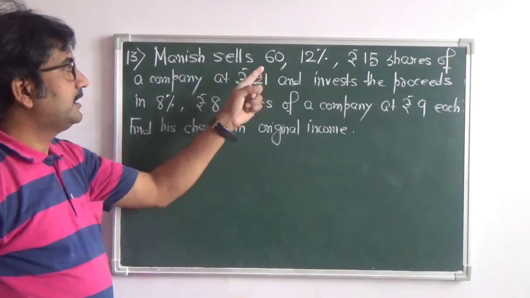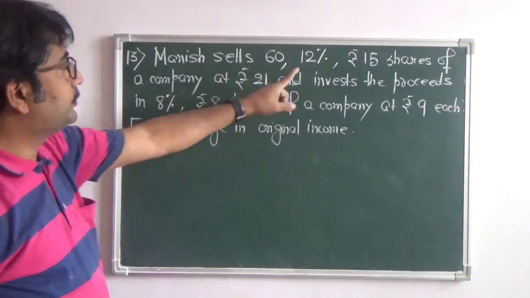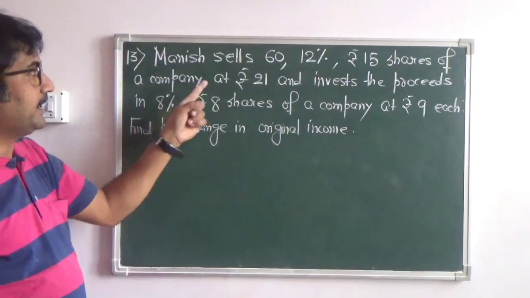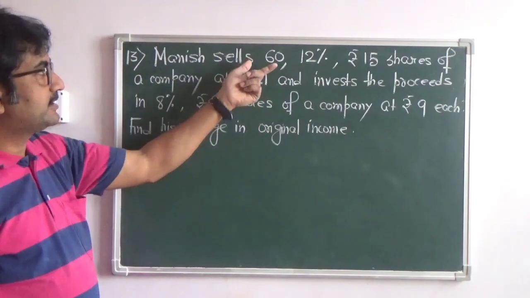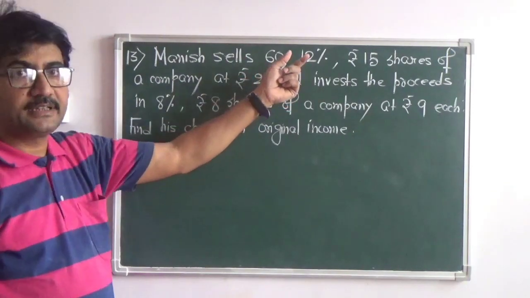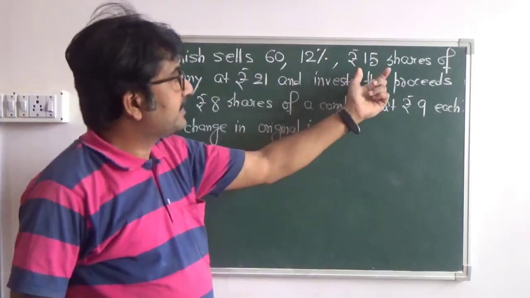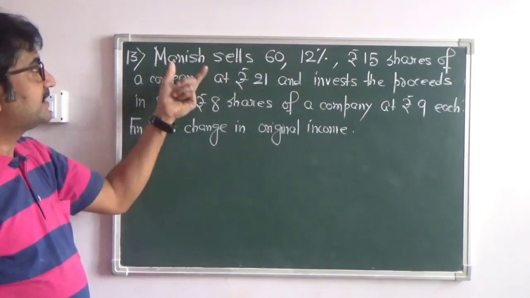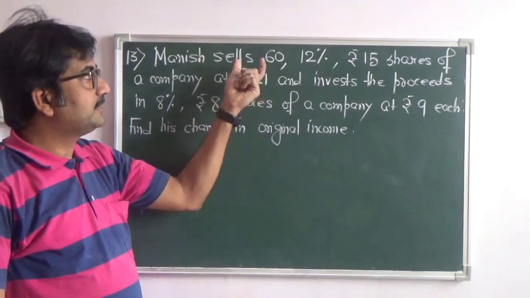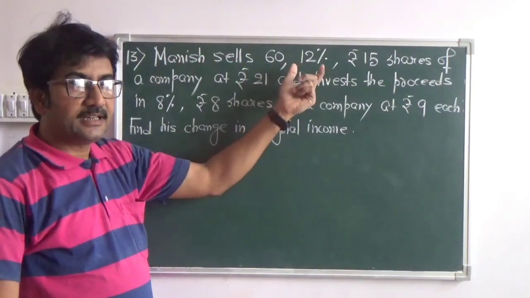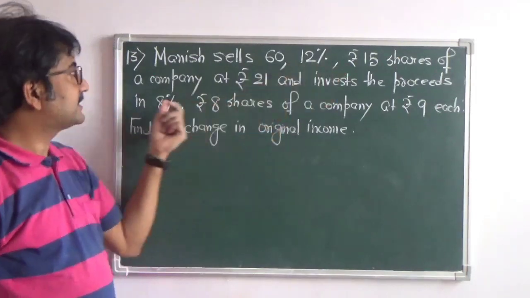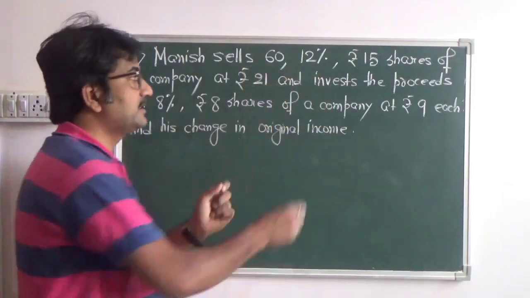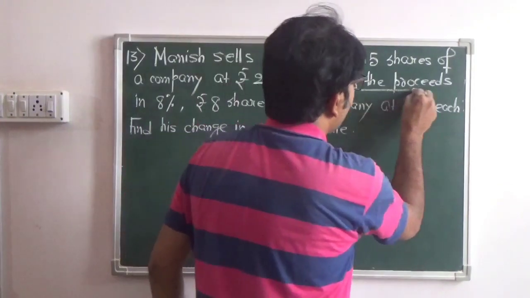Manish sells 60, the number of shares, 12%, rupees 15 shares of a company at rupees 21. 60 is the total number of shares, 12% is the dividend declared by the company, rupees 15 is the face value and rupees 21 is the market value. So Manish sells this much of shares, dividend at 12%, so rupees 15 shares at rupees 21, and invests the proceeds. Invest the proceeds, this word is very important.